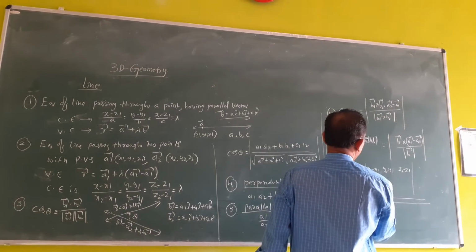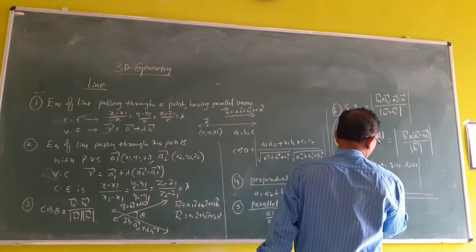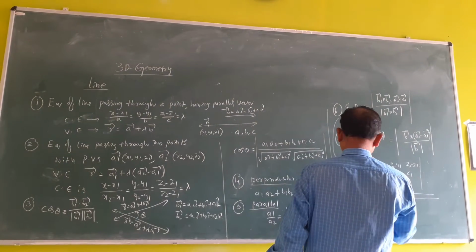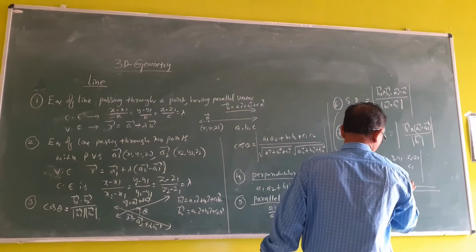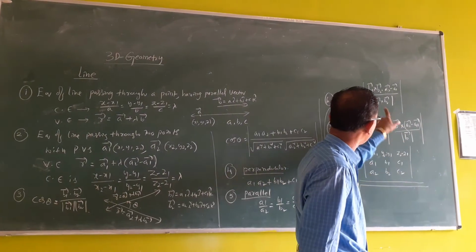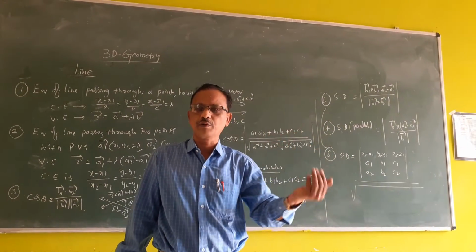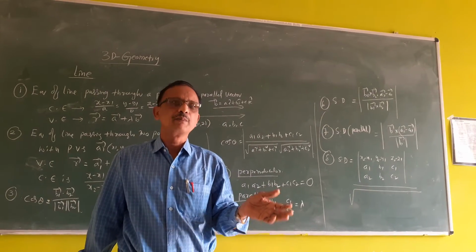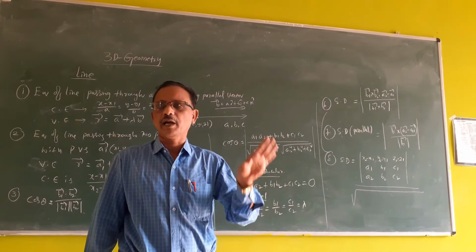b1 bar is a1, b1, c1. Next, b2 bar is a2, b2, c2. Then see, this is the magnitude of b1 bar cross b2 bar. So without finding b1 bar cross b2 bar, we can directly find the magnitude.